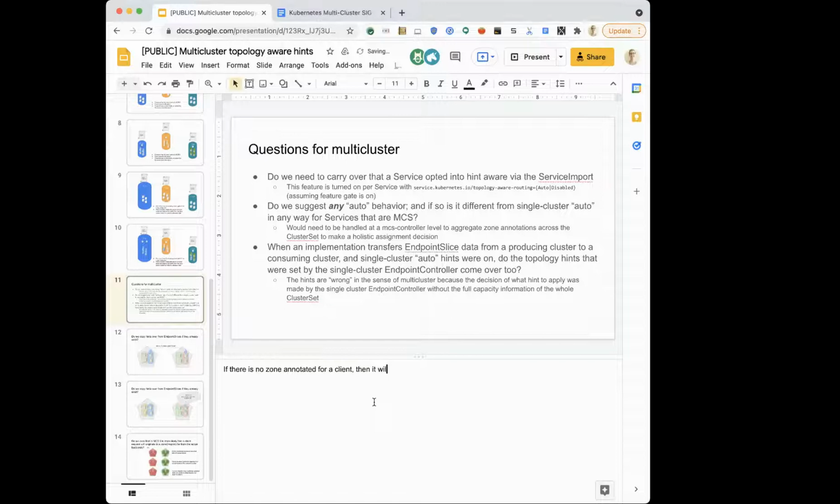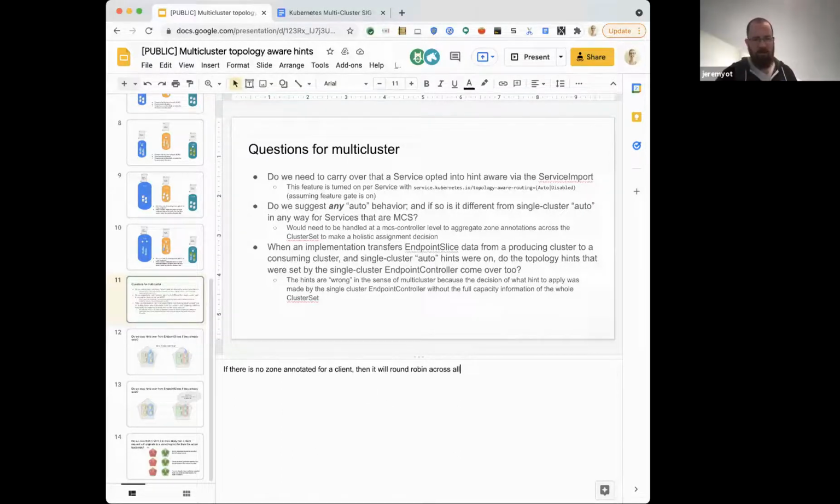So it will only route to a subset of endpoints if it can find a subset of endpoints that make sense to it. Okay, so that alleviates some of the pain.